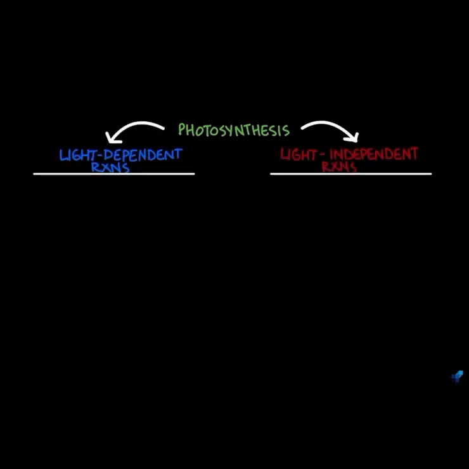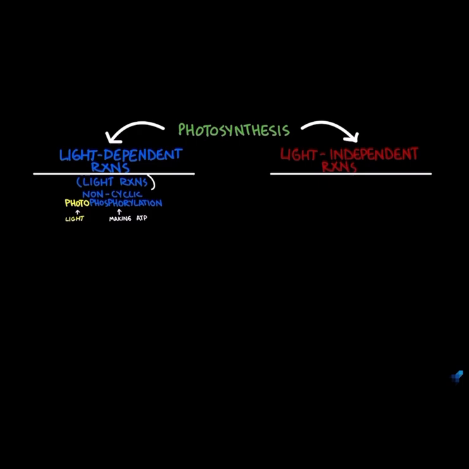Okay, so photosynthesis can be broken down into two main parts. We have the light-dependent reactions and then the light-independent reactions. The light-dependent reactions are sometimes referred to as just the light reactions, or they're also called non-cyclic photophosphorylation. Photo meaning light, and then phosphorylation referring to the process of making ATP.